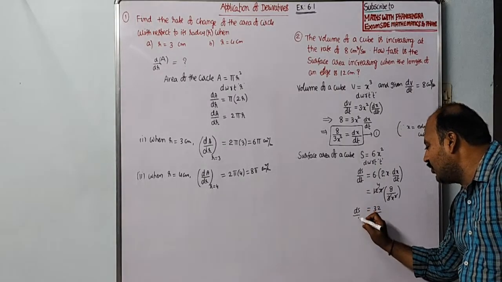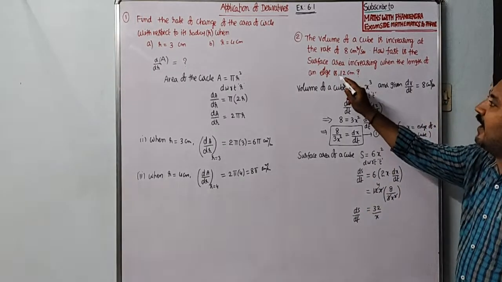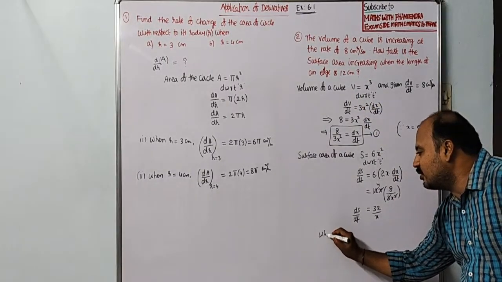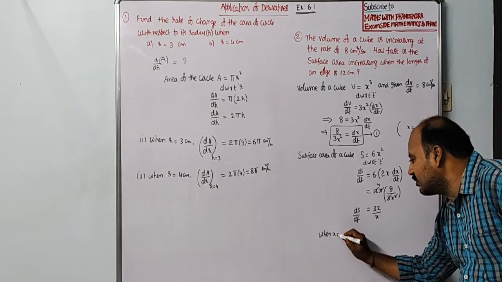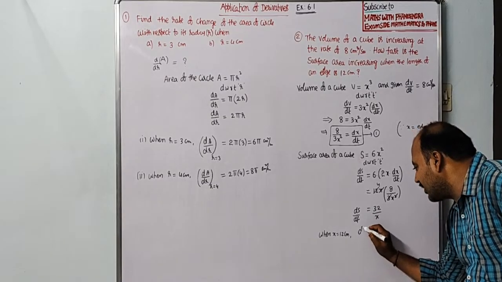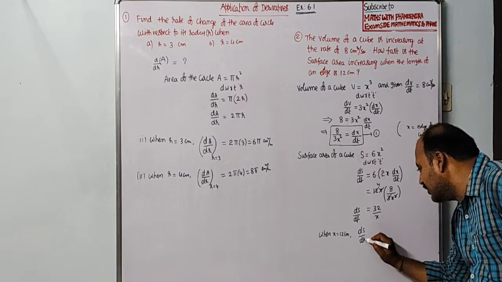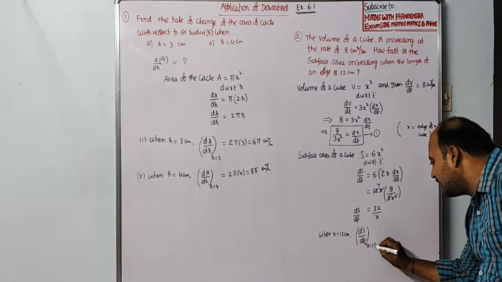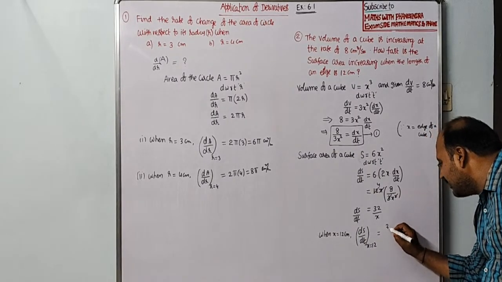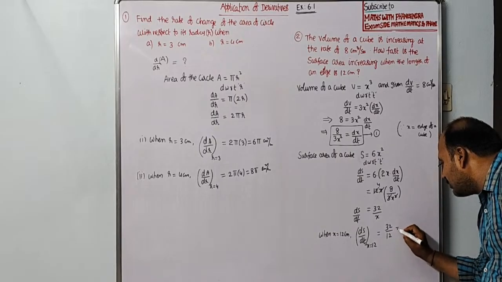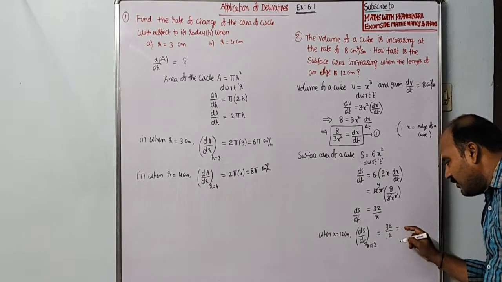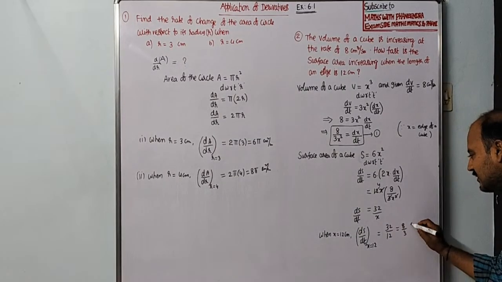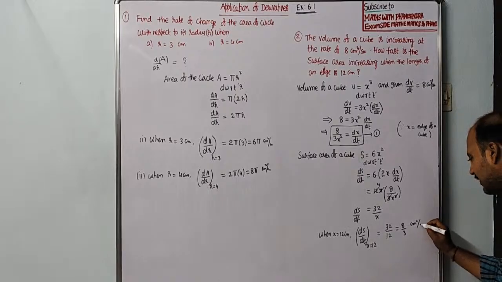But they are asking to find dS by dt at what edge length? When x is equal to 12 centimeter, dS by dt, the rate of change of surface area of the cube, is 32 divided by 12. So by 8 table, 4 8s are 32, 4 3s are 12. So S means it is in centimeters square per second.